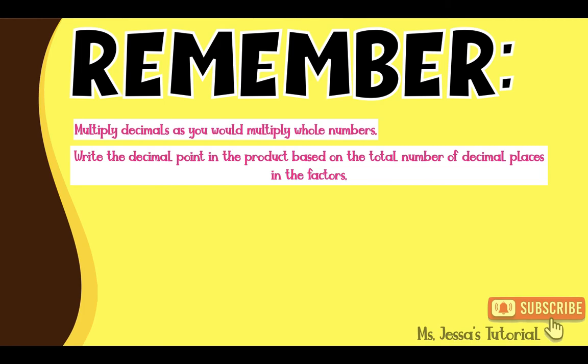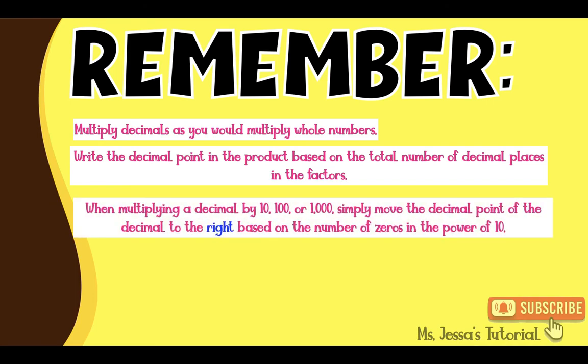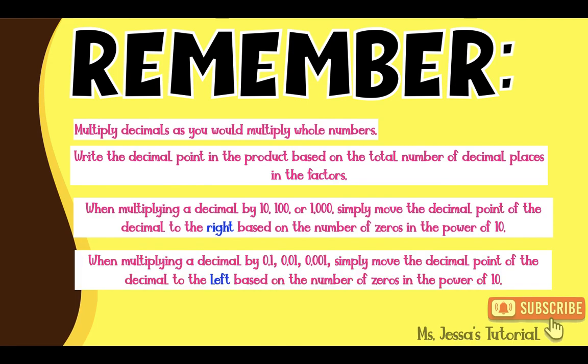Always remember, multiply decimals as you would multiply whole numbers. And then, write the decimal point in the product based on the total number of decimal places in the factors. And then, when multiplying a decimal by 10, 100, or 1000, simply move the decimal point of the decimal to the right based on the number of zeros in the power of 10. And lastly, when multiplying a decimal by 0.1, 0.01, and 0.001, simply move the decimal point of the decimal to the left based on the number of zeros in the power of 10.